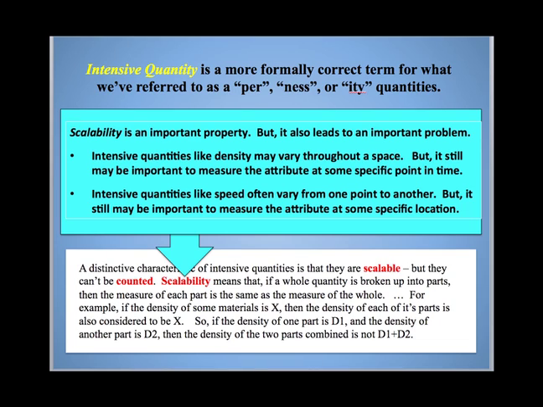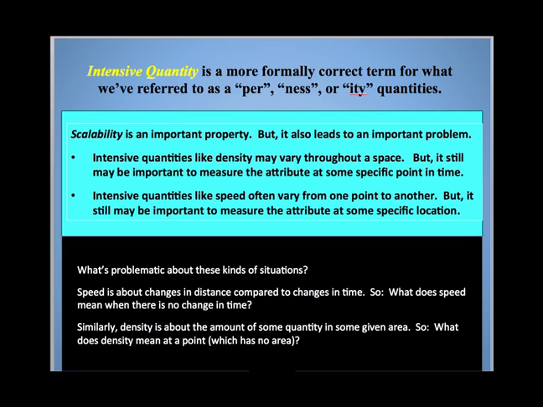For example, intensive quantities like density may vary throughout a space, but it still may be important to measure the attribute at some specific point. Intensive quantities like speed often vary from one point in time to another, but it still may be important to measure the attribute at some specific time. What's problematic about these situations?